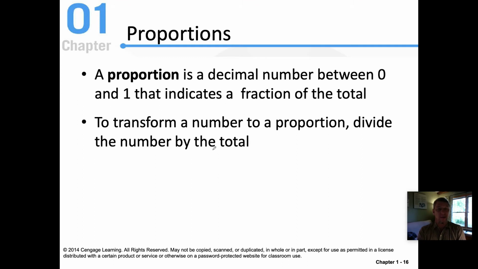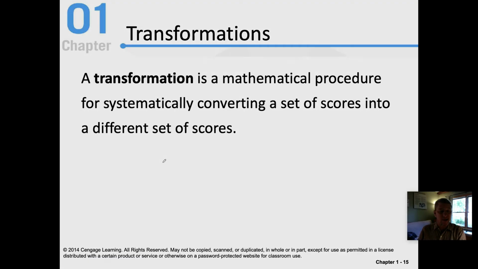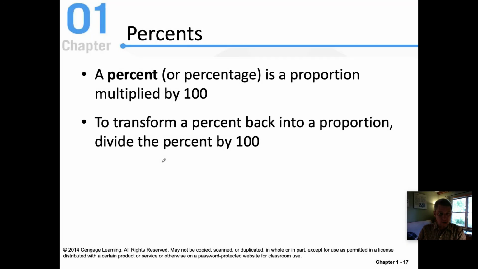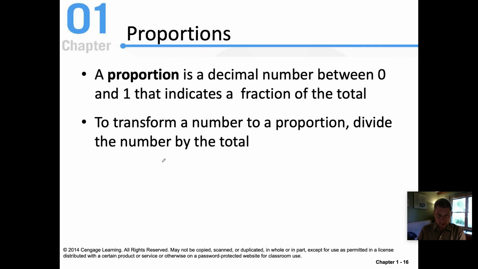And as I indicated in the previous slide, in order to transform a number to a proportion, you simply divide the number by the total. So if you had 67 out of 77, let's say your quiz was worth 77 points and you scored a 67, how would you figure out what that was? Well, you can easily take your magic number box and do 67 divided by 77, and that gives you 0.87.